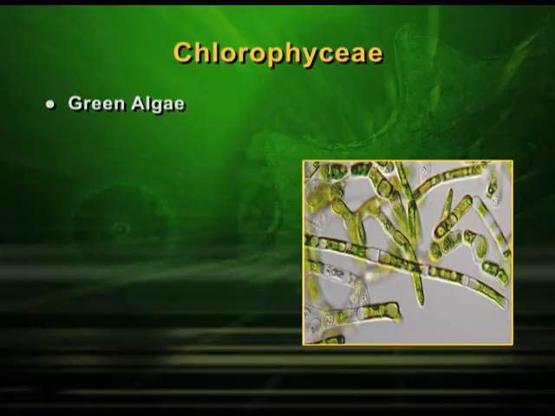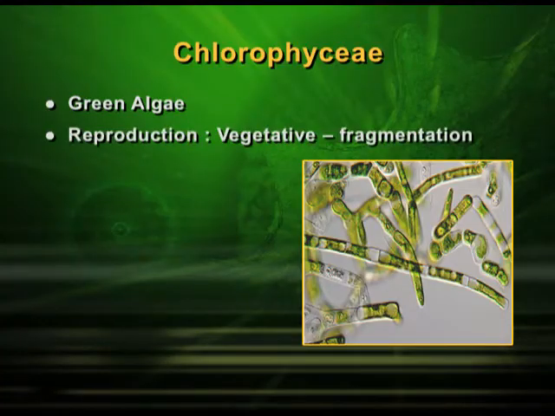Now, this particular class of algae, Chlorophyceae, which is also known as green algae, has chlorophyll A and B. Reproduction can be by vegetative reproduction, by fragmentation, because normally it has fragments. It can have simple fragments. At the same time, it can be highly branched depending upon different species of algae in this particular category. So, vegetative reproduction is predominant.